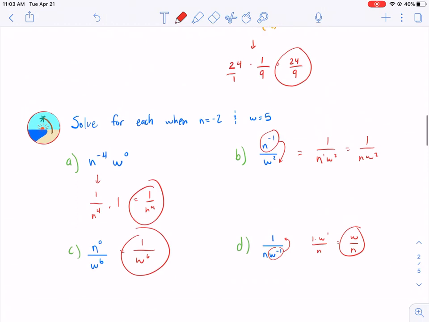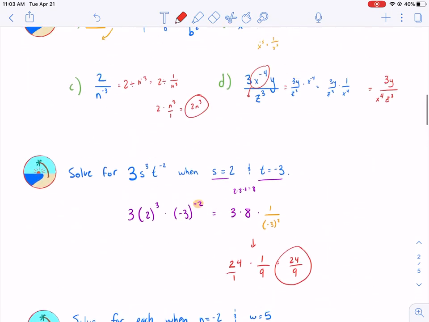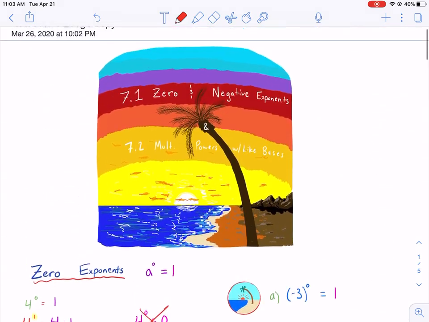I went fast at the end, but again, try to think of the examples. Change to division if you need to with the compound fractions. Keep change flip.